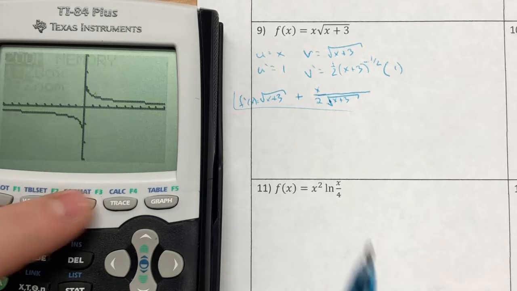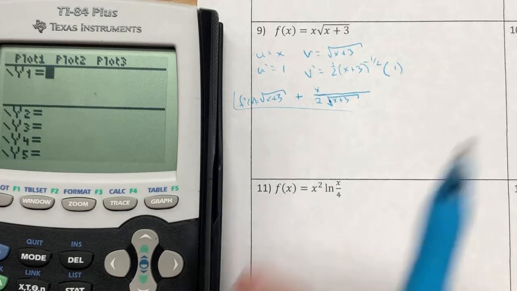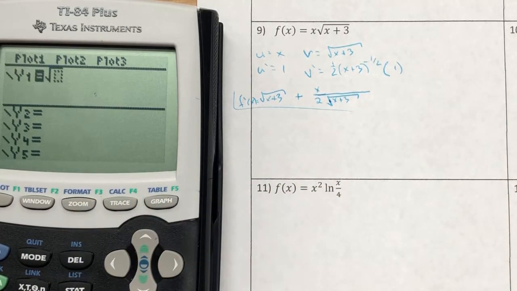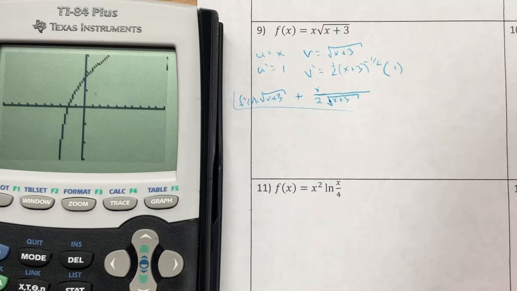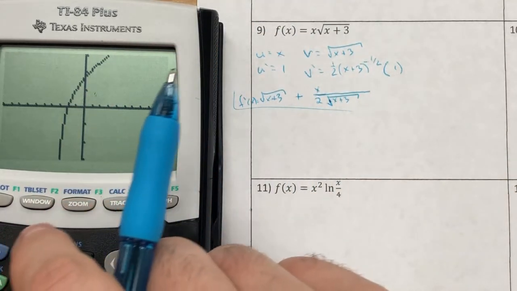Let's go ahead and actually, first off, let's clear this. And I'm going to plug in this function. So I get the square root of x plus 3 plus x divided by 2 times the square root of x plus 3. Boom. Let's take a look at the graph. Cool. So I got a lot going on here. So let's zoom out just a little bit.